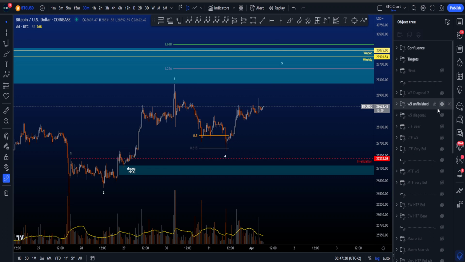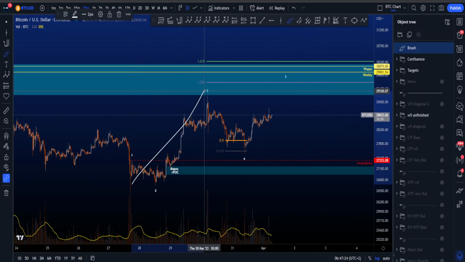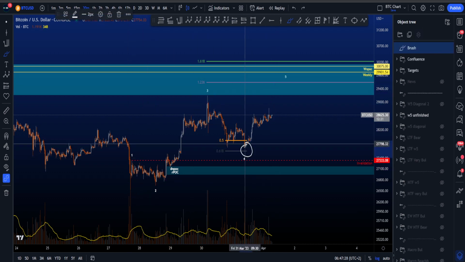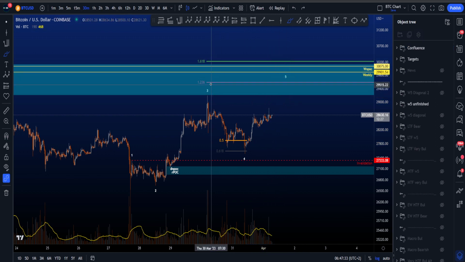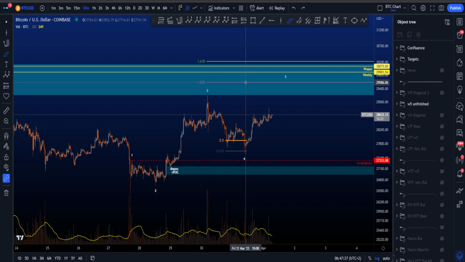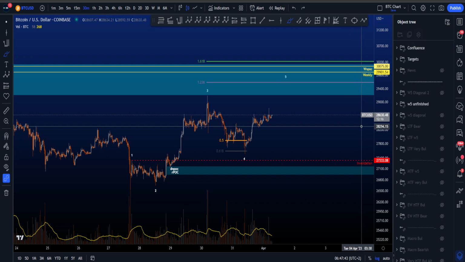If we then go to the unfinished wave 5 scenario, where this is not a wave 1, so this impulse is still ongoing, we are basically finished wave 4 and currently looking for wave 5 to the upside, with the most common target being in between the 1.236 and the 1.618, which is between 29.6k and 30.2k, which also then includes the confluences that we have over here, so that is actually pretty nice.